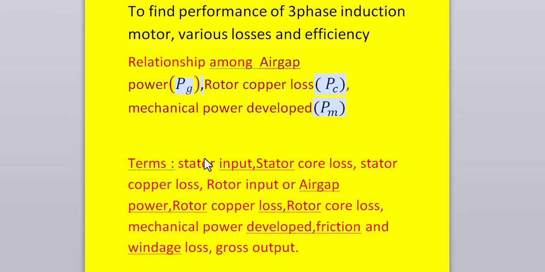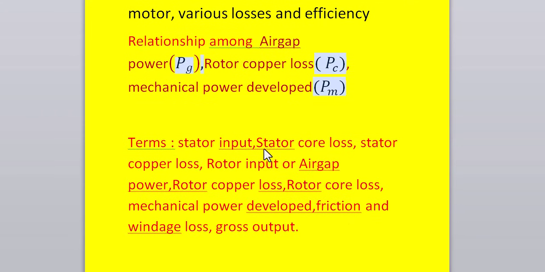And the terms that are used here are: stator input, stator core loss, stator copper loss, rotor input, which is also called air gap power, rotor copper loss, rotor core loss, mechanical power developed, friction and windage losses, gross output power. In this case, rotor core loss is neglected because under running conditions the rotor circuit frequency is very low, so the effect of frequency on the core loss is very small, so core loss is neglected.